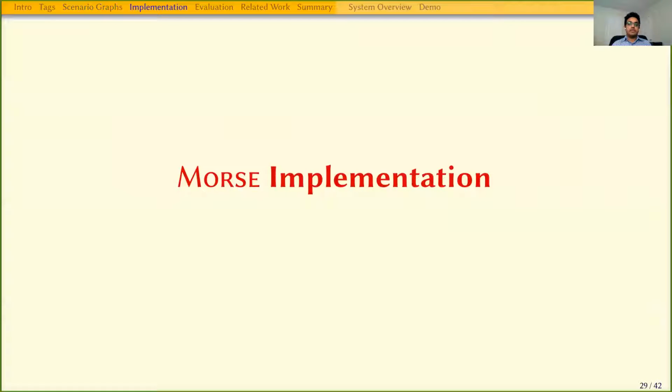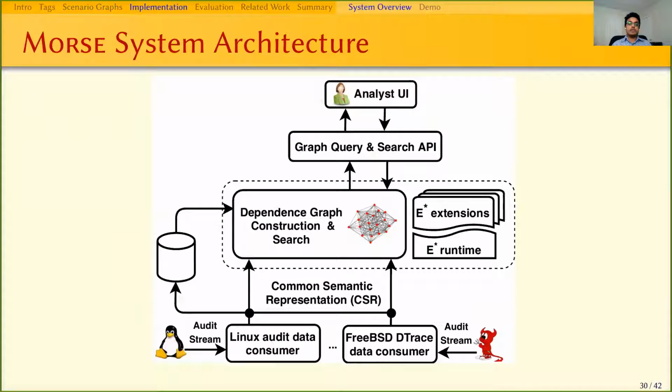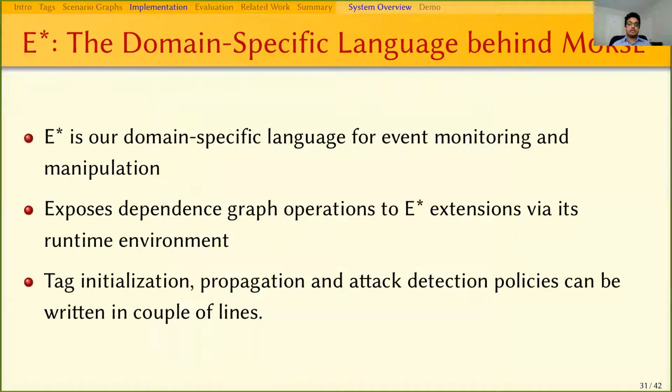The system we have developed is called MORSE. The name is inspired by the main character in the television series Inspector Morse. Our system consists of 3 layers. The lowest layer is the data consumer layer that processes input from auditing systems. The top layer is a user interface for analysts to monitor the alarms that I will show in the demo. The middle layer is responsible for constructing and traversing the dependency graph.